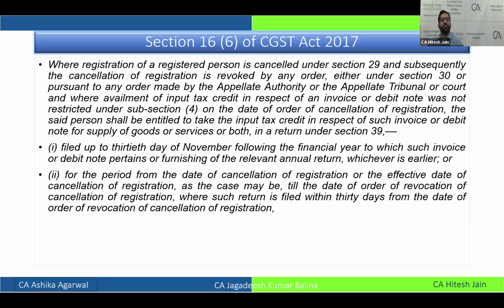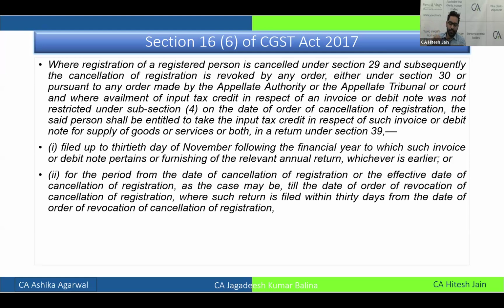So Section 16(6) provided that once your cancellation of registration gets revoked, you can still claim ITC provided either you have claimed such ITC within the time limit prescribed under 16(4), or, in case the prescribed time limit has lapsed because of such cancellation, you can still avail such ITC provided you have filed all your returns from the date of cancellation till the date of revocation within 30 days of the order of such revocation.